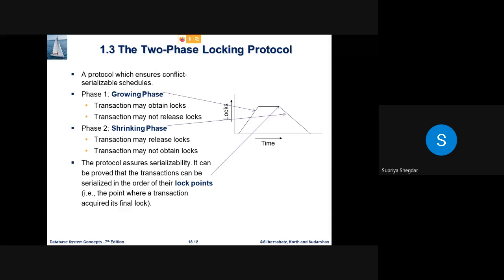Now, among the locking protocols, the important one is the two-phase locking protocol. This two-phase locking protocol ensures conflict serializable schedules, that is, schedules free from deadlock or starvation between transactions. As the name suggests, this protocol has two different phases: phase 1 is the growing phase, and phase 2 is the shrinking phase.